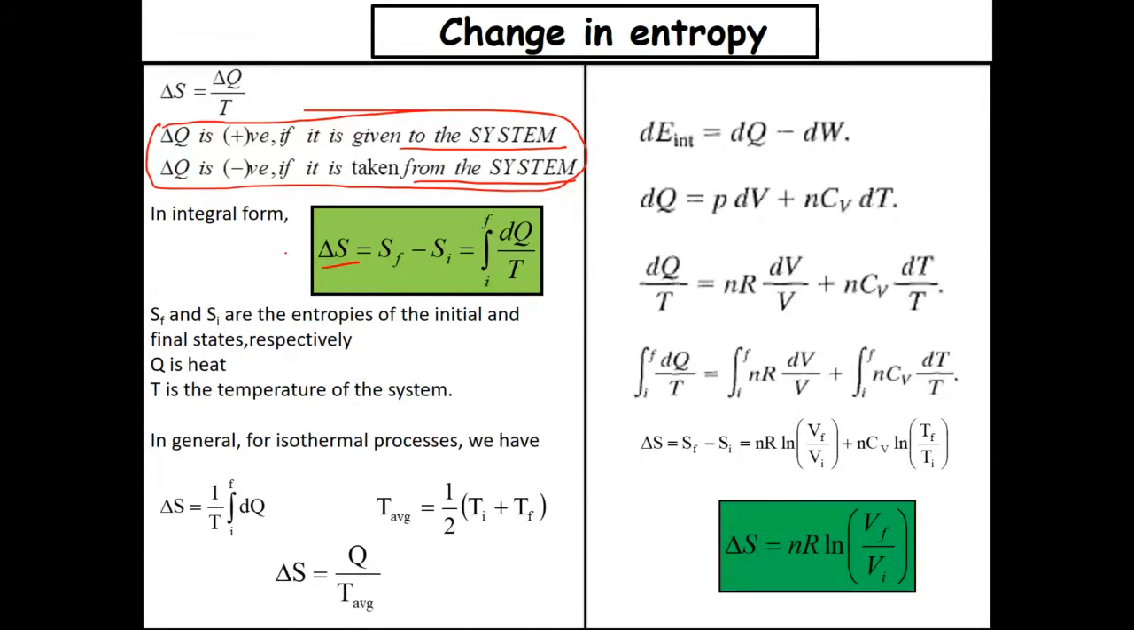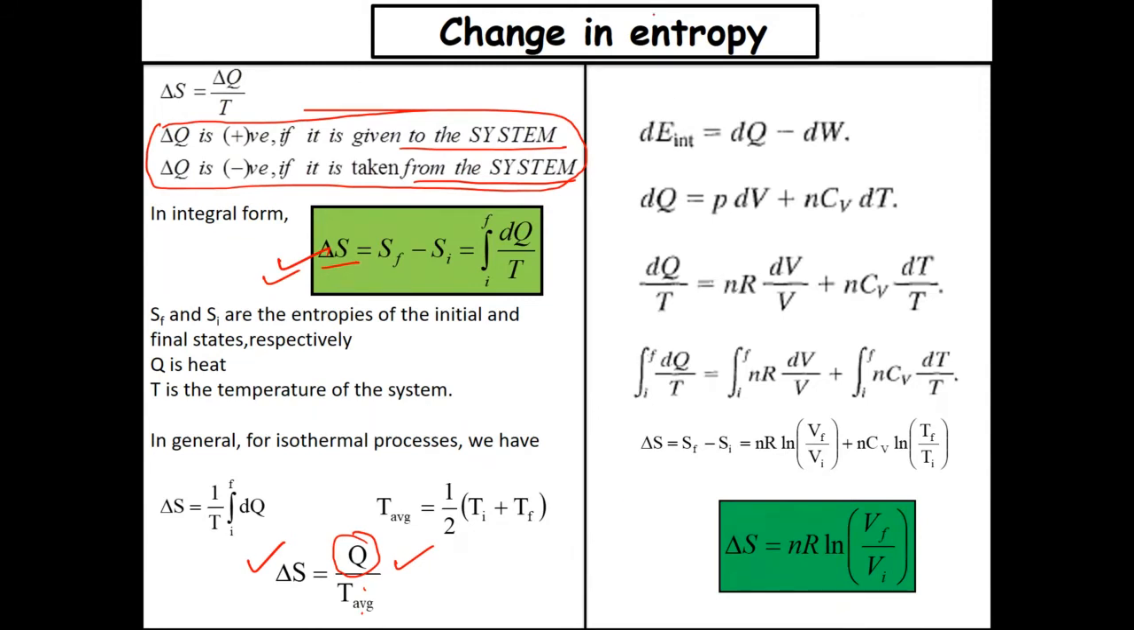What is the first formula? These 2 are exactly the same. Change in entropy is equal to the amount of heat energy divided by the average temperature. Suppose you have 2 temperatures, you can take the average and put it here. If you have the heat energy value, substitute it here. This formula and this formula are exactly the same. Clear?